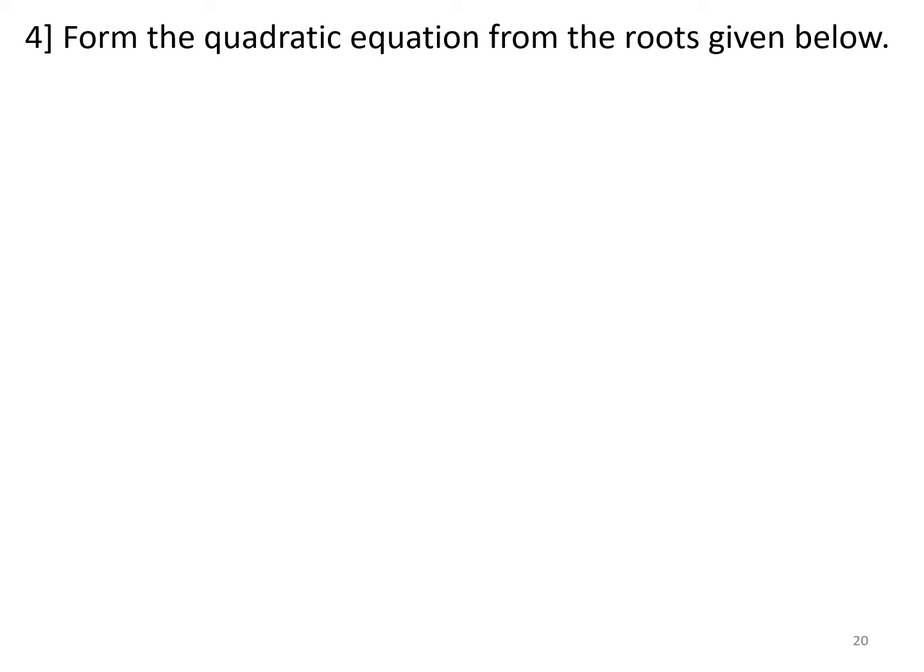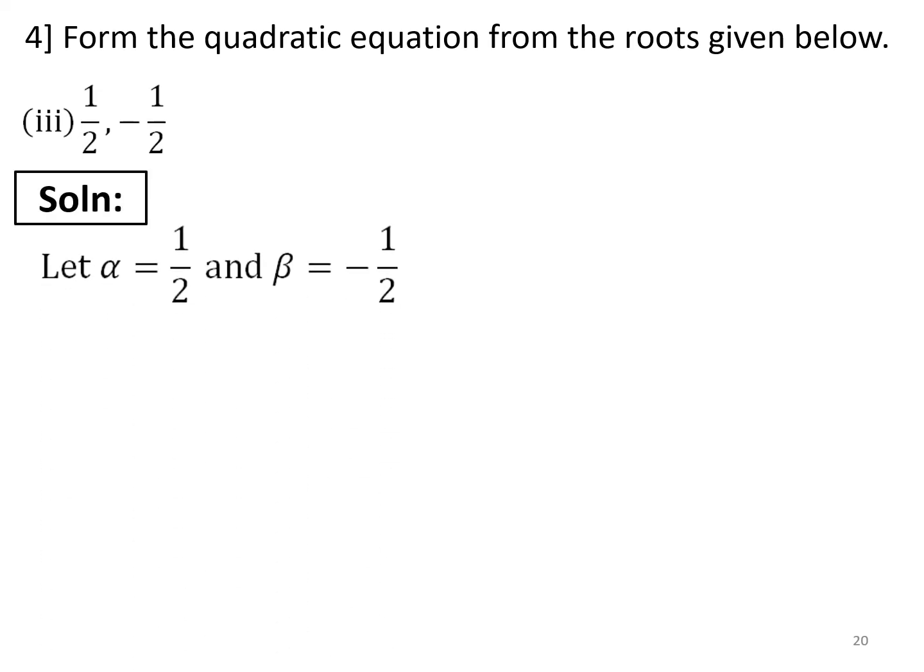Fourth question. Form the quadratic equation from the roots given below. So we have to form the quadratic equation from the roots which are given below. Third question we are doing 1 upon 2 and minus 1 upon 2. So we take alpha as 1 upon 2 and beta as minus 1 upon 2. So when we have to form the quadratic equation, what are the two things we have to do? One is the addition and the second one is the product.